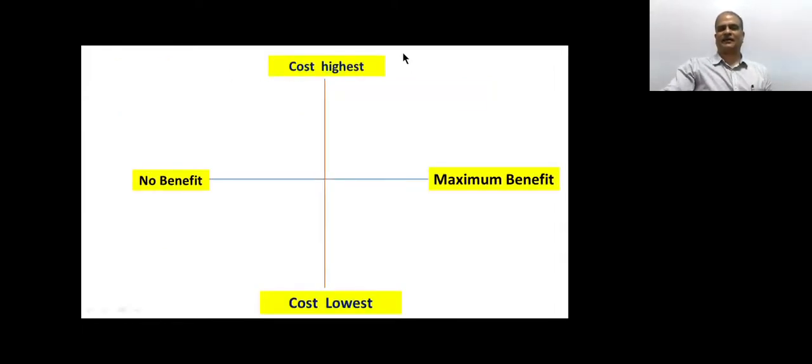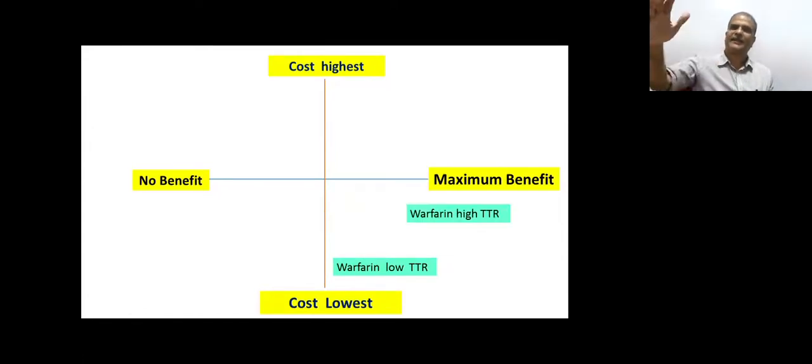You have the drugs with very high cost and very low cost, no benefit and maximum benefit. If you look at warfarin, it will be somewhere here. It's not a very costly medication. But if your time in therapeutic range is low, then your benefit is going low. So you should strive to increase your TTR to give warfarin maximum benefit.